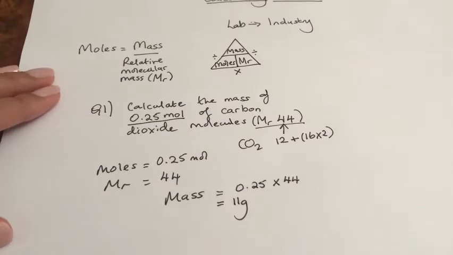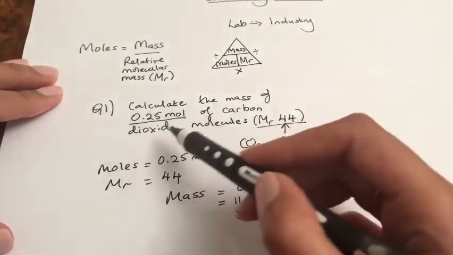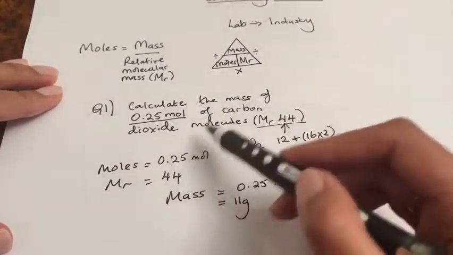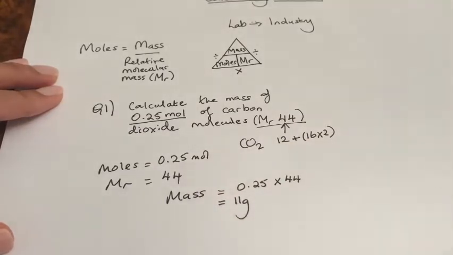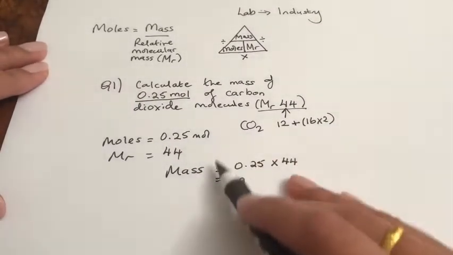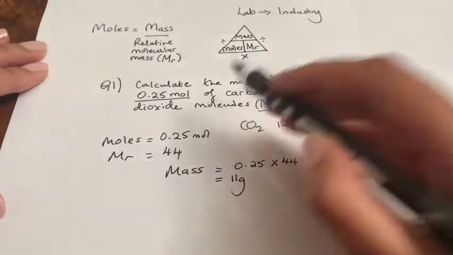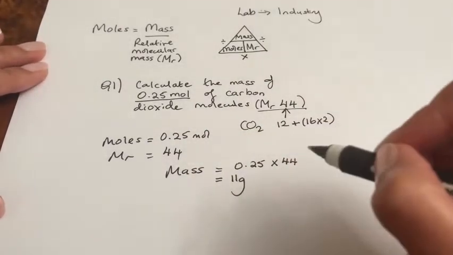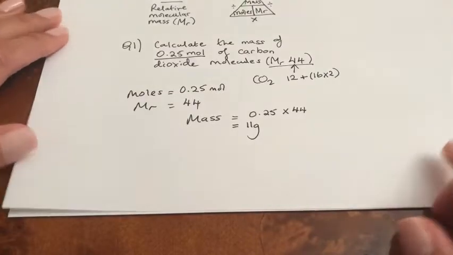Okay, so this means in 0.25 moles of carbon dioxide, this would all weigh up to 11 grams. So this is how much I would be expecting. And then obviously you can work backwards and work out the number of particles within them using Avogadro's constant. Okay, so it all ties in.